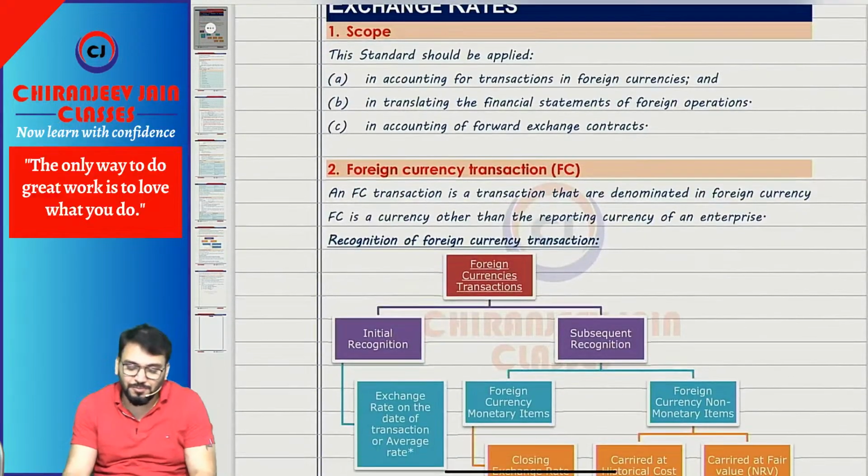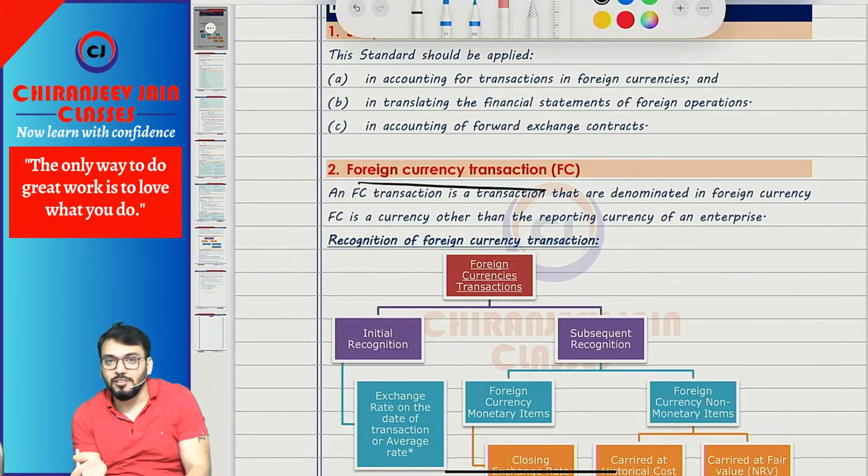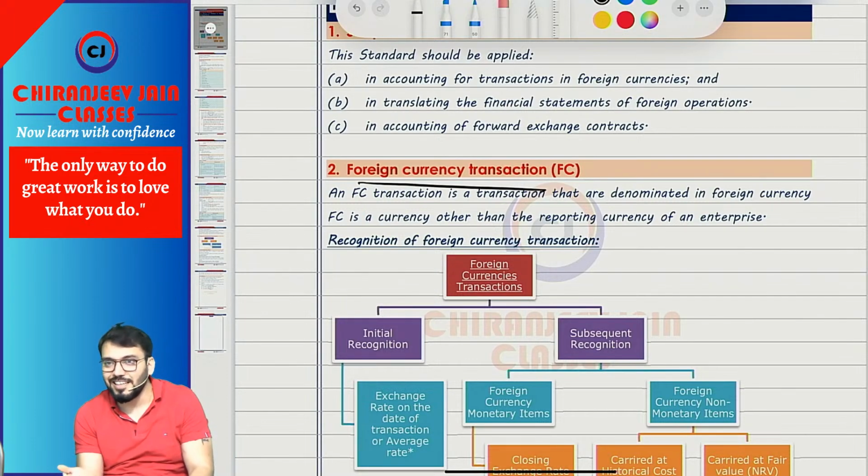Let us first do foreign currency transaction. Any transaction which is denominated in foreign currency is a foreign currency transaction. Any foreign currency transaction requires translation into the reporting currency. Reporting currency means Indian currency, INR. So the question is at what rate that translation will be done.